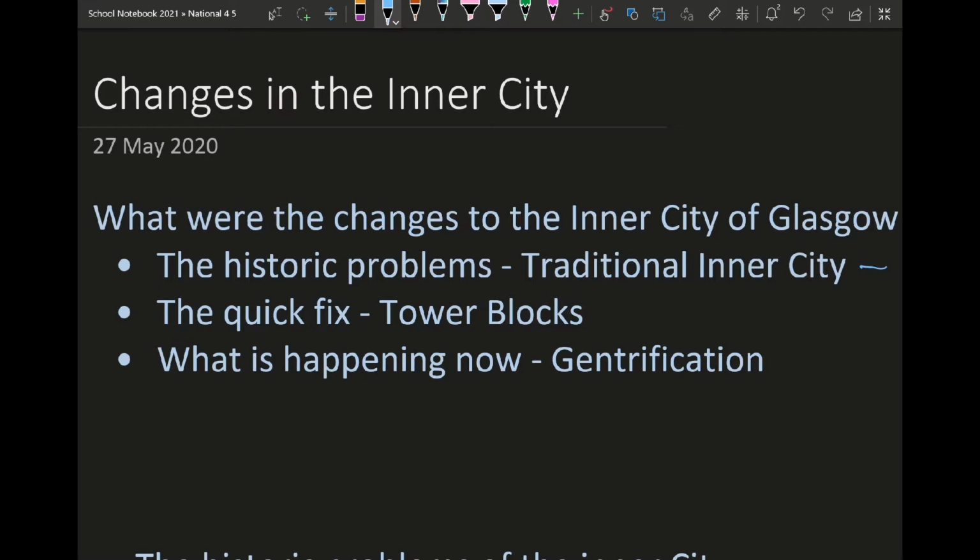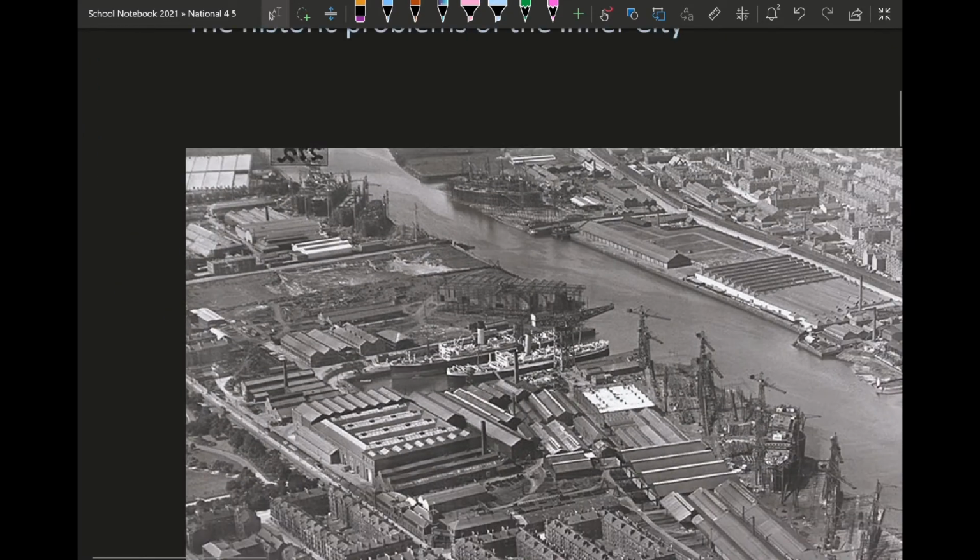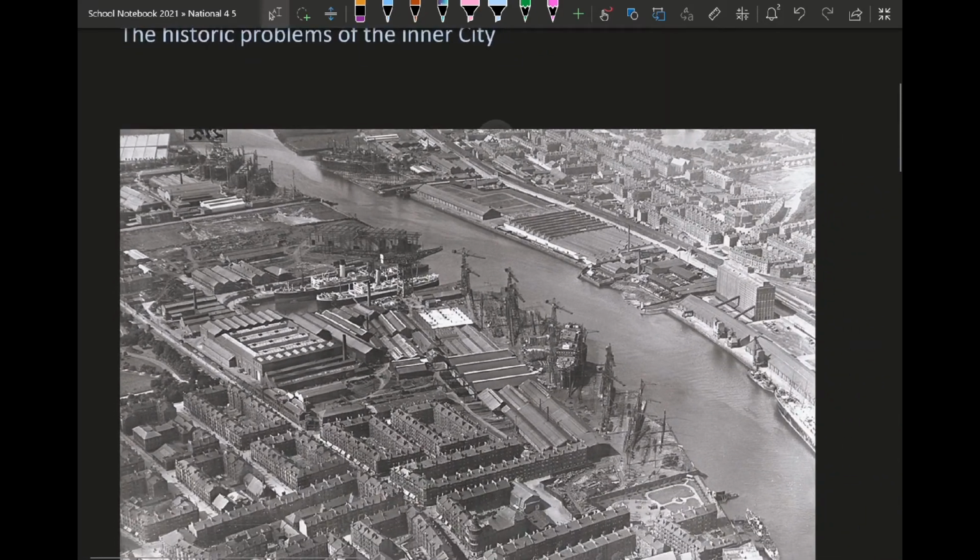So that is one of the things we're going to look at. We're going to look at the historical context. We're going to look at the kind of quick fixes that they maybe put in in the 70s and 80s, and then what they're doing now. So, historical problems of Glasgow as inner city.